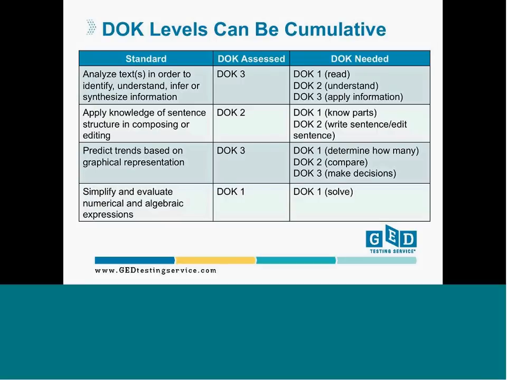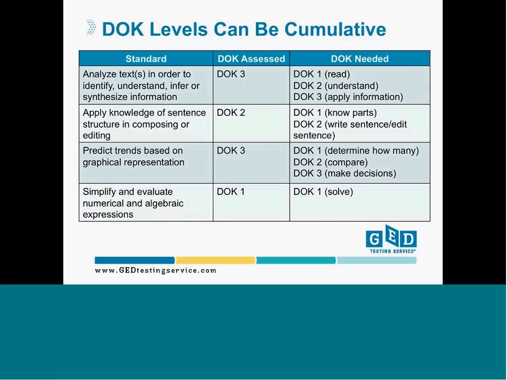DOK 1, if we're going to analyze a text, we're going to have to read it. DOK 2, we're going to have to understand. And then finally, we're going to have to apply that information, which is what it's asking us to do. Even that one, apply knowledge of sentence structure and composing or editing. We have to know the parts first in order to be able to write those sentences as we're moving through. And we can continue on looking at predicting trends, which was based on graphical representation.